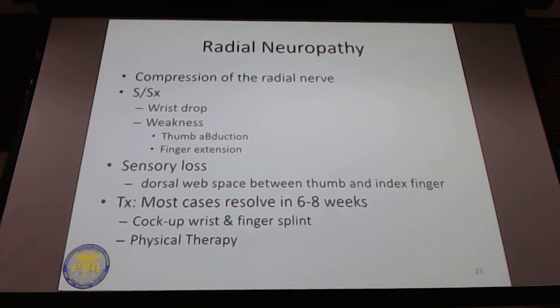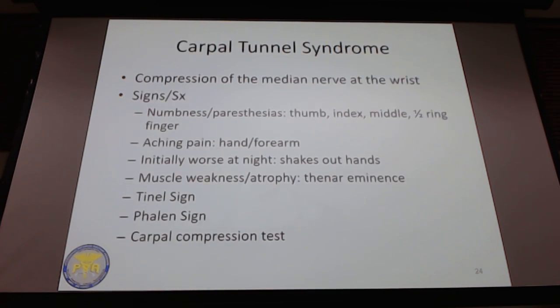All right, most cases are going to resolve, right? You can splint them. There's a cock-up wrist splint. Cock-up meaning you're just going to put that wrist back. You don't have to do anything. They usually have removable splints. And then physical therapy can help them out as well. So our job is what? To find it. Yeah, right? Absolutely. To be astute enough to figure out what's going on, right?